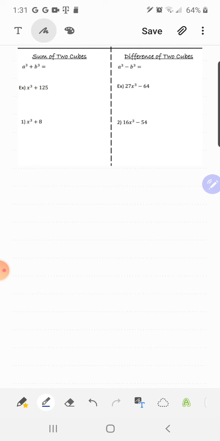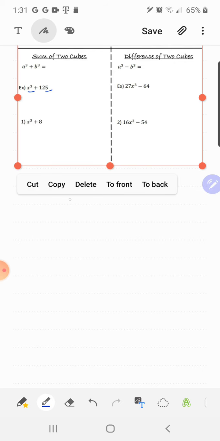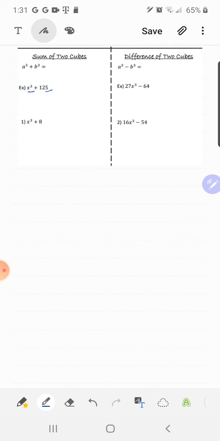When we have to factor, we have to look for the pattern where there are just two terms, like this, x cubed and 125. There are just two terms here. They have either plus or minus between them. Also, they must be cubes. So we have x cubed here, and 125 is a cube of 5. Whenever you see this kind of pattern to factor, this is what you do.